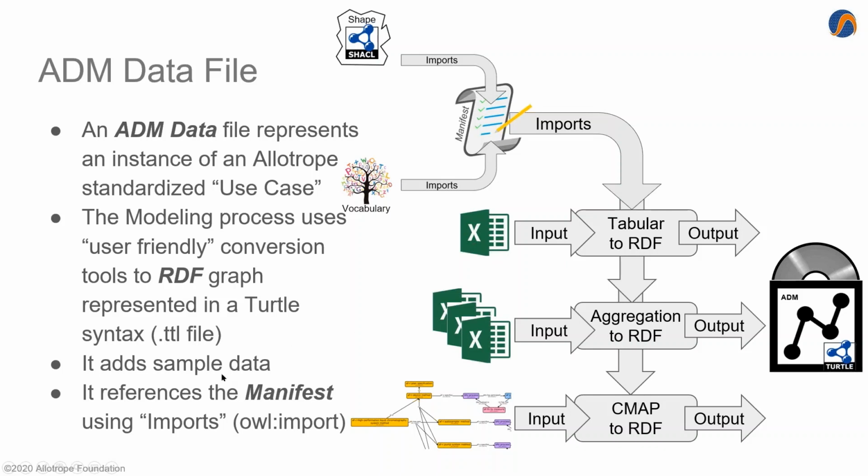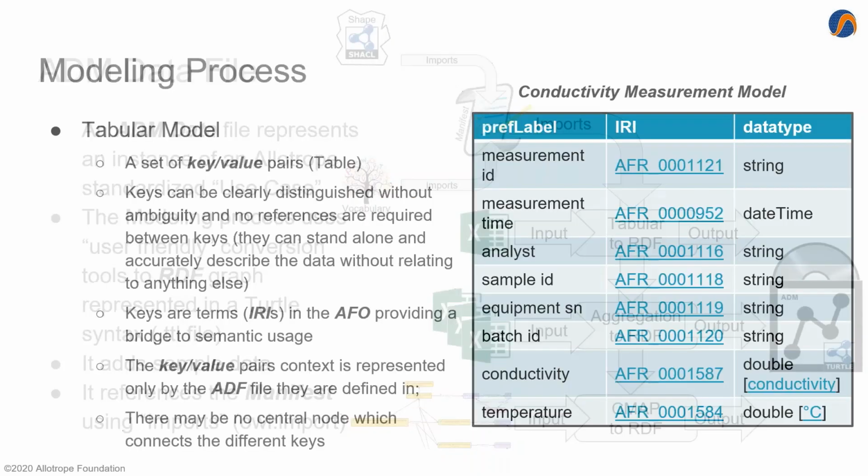We add the sample data, and it references the tool, the manifest, using imports, or more precisely, owl:imports. So the tool imports the manifest, which in turn imports the SHACL and the vocabulary. And we are using user-friendly tools to build the model by the SME, the subject matter expert. So let's dive into the tabular model.